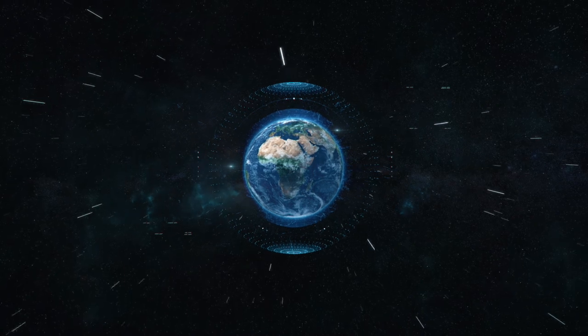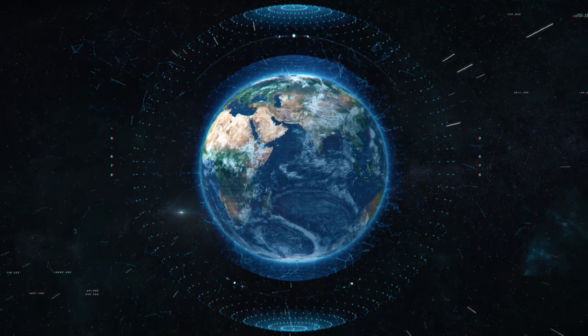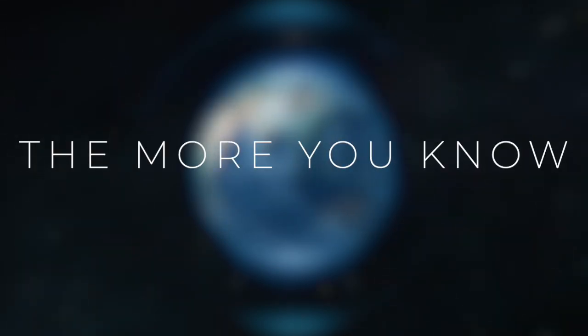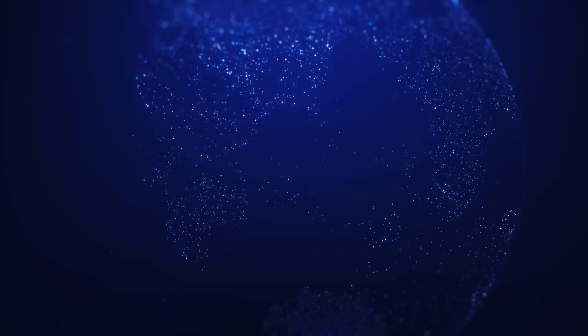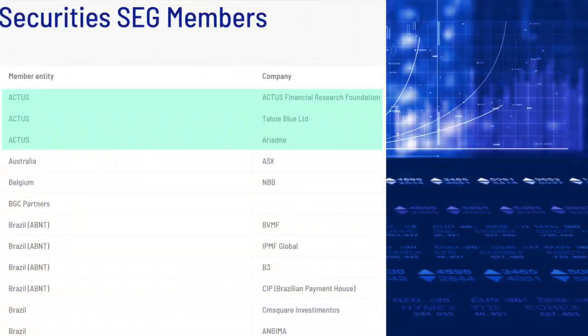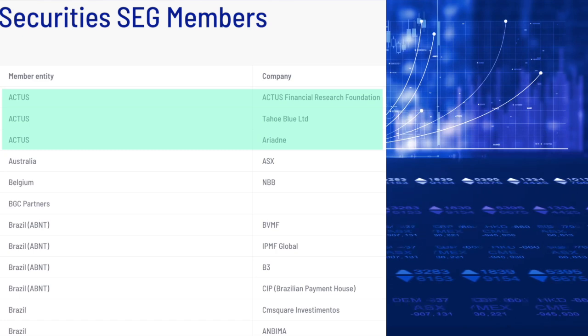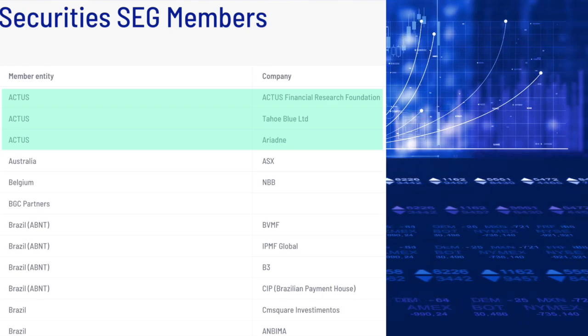Now, Tahoe Blue doesn't actually have anything to do with this line of connections we're discussing, outside of being another registered member under ACTUS in ISO 20022's groups, but I figured I may as well give a little background on them. And the third section in ISO 20022 is the Securities SEG group, which is responsible for supporting the standardization of ISO 20022 in securities. This can include equities, fixed incomes, and funds. Once again, we see ACTUS, Tahoe Blue, and Aerodane all listed here. Only this time, ACTUS, the foundation itself, is also listed, rather than registered through underlying companies working with ACTUS like we saw with the former technical support group.